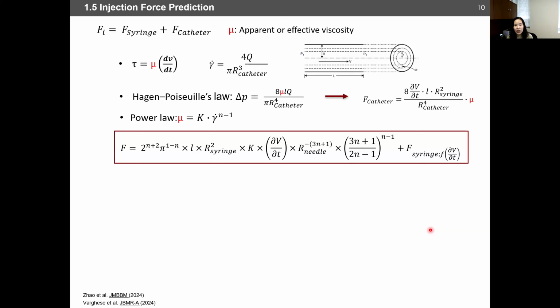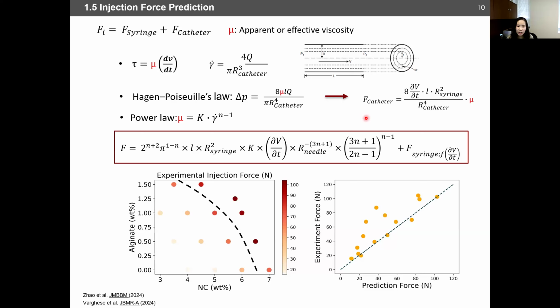So we want to do a prediction, and the way we do it is quite straightforward, by simplifying this catheter as a long thin tube, and we consider it as an incompressible fluid, and this is a laminar flow because the injection rate is relatively low, around 1 ml per minute. So in the end, we compared our experimental forces with predicted forces, not exactly 100% correlated, but they're all around the line of 1-to-1. And of course, there are limitations in the model because some of the materials are not exactly 100% shear thinning.